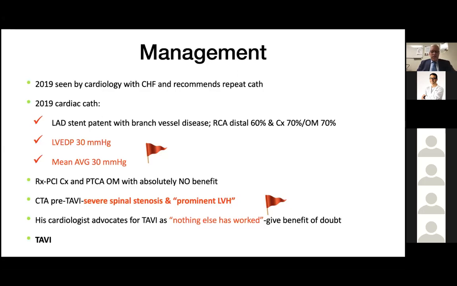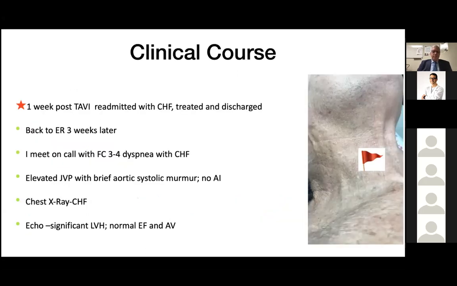He has another PCI, no benefit. So he said, well, and also has a CAT scan done for pre-TAVI, severe spinal stenosis with prominent LVH. Those are 2 red flags right there. So the advocate for a TAVI, as nothing else has worked because he's now functional class 3, give the benefit of the doubt. And there's nothing wrong with attempting that in this setting, particularly given his disabling symptoms. So he has a TAVI.